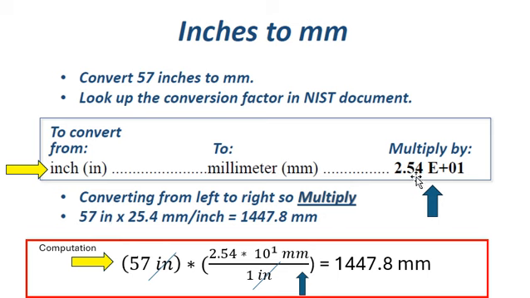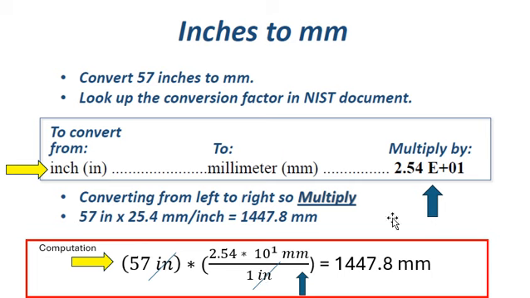Write this down, which is 2.54 times 10 to the power 1. I write it here in detail for you. This is a short calculation: 2.54 times 10 to the power 1 millimeters, because we're going to millimeters, so you have to put millimeters. We start with inches, we're going to millimeters, divided by 1 inch.